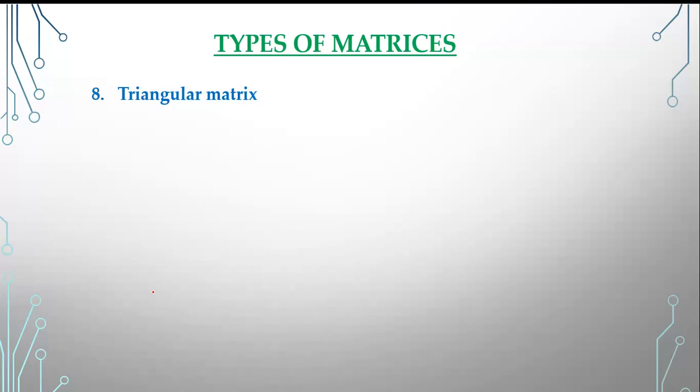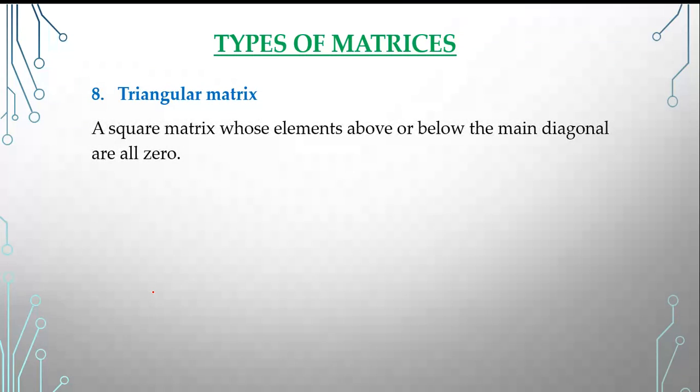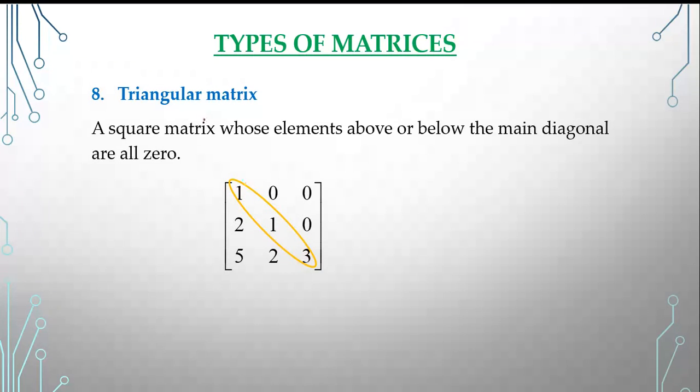Next one is the triangular matrix. So what is the triangular matrix? A square matrix whose elements above or below the main diagonal are all 0. Suppose we have this type of matrix, right? So this is our main diagonal, and the triangular matrix has zeros below or above the main diagonal. Here you can see that the elements above the main diagonal are all 0, right? So this is called the triangular matrix.